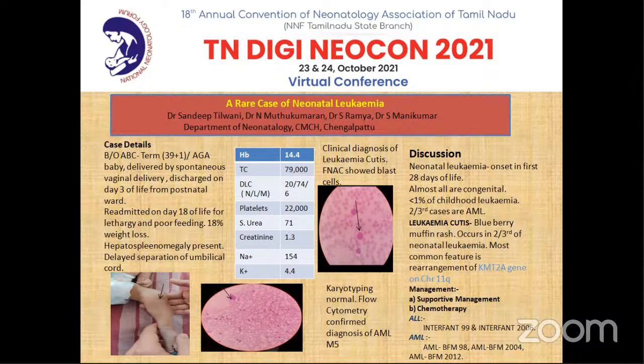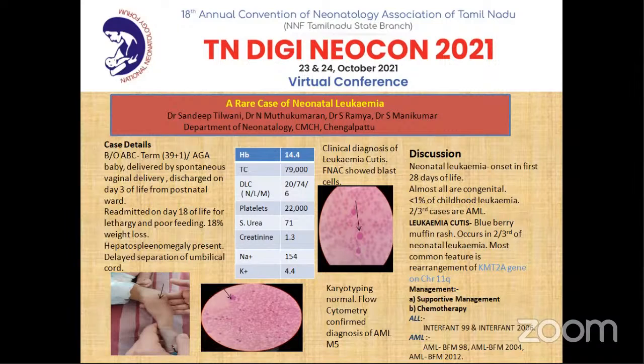The child subsequently was shifted to a cancer super specialty hospital, but we were not successful in saving the child, and the child ultimately expired there on the 4th day of admission. Coming to the discussion part, neonatal leukemia has an onset in the first 28 days of life, and almost all of them are congenital in origin.